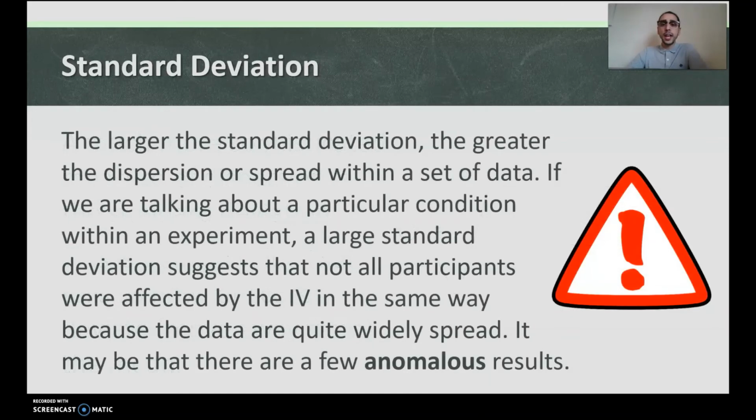The larger the standard deviation, the greater the dispersion or spread within a set of data. If we are talking about a particular condition within an experiment, a large standard deviation suggests that not all participants were affected by the IV in the same way, because the data are quite widely spread. It may be that there are a few anomalous results or errors.